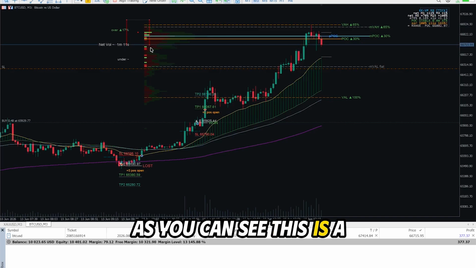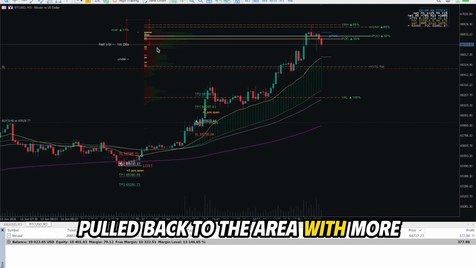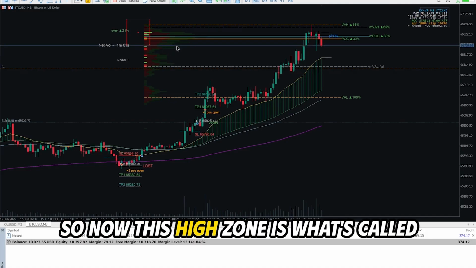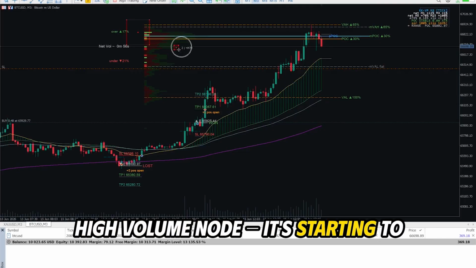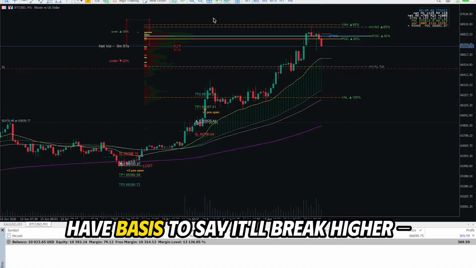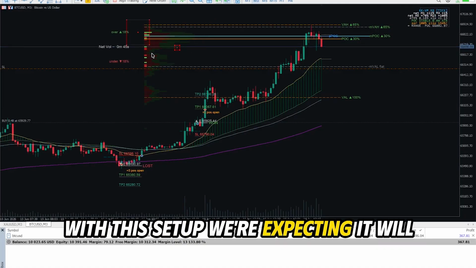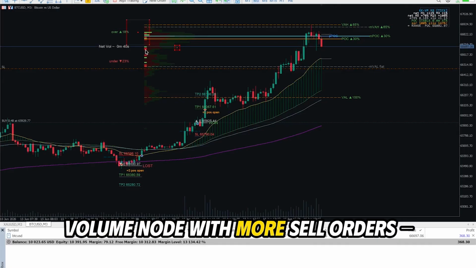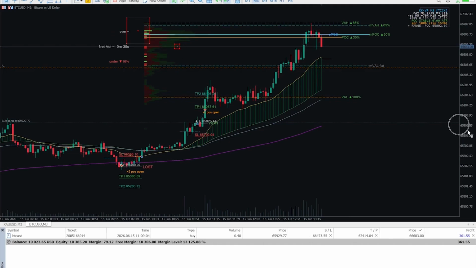As you can see, this is a no man's land. If nothing's fighting over it, at some point it'll get pulled back to the area with more actual transaction. So now this high zone is what's called a high volume node. It's starting to get consumed here, right? If it gets consumed and flies up to here, we'd have basis to say it'll break higher. But with this setup, we're expecting it to come down here and meet the volume node with more sell orders. Clearly, the probability then is buying up.